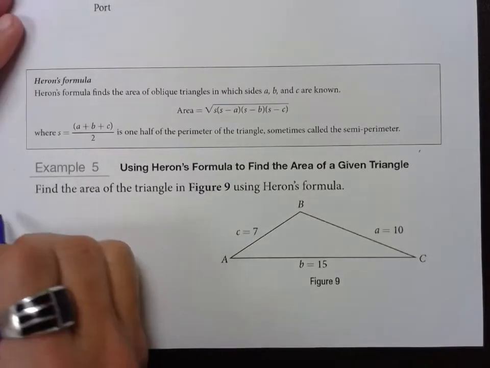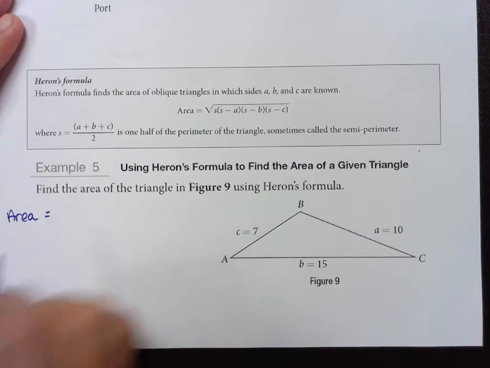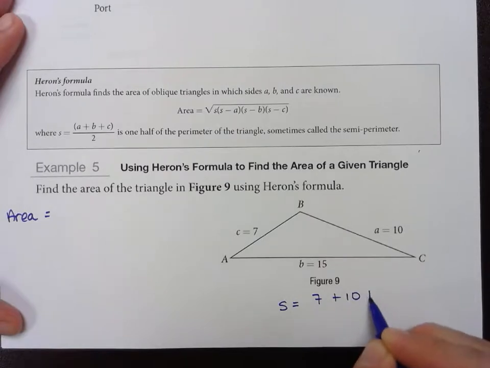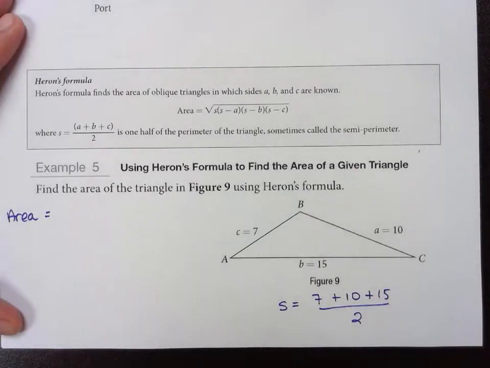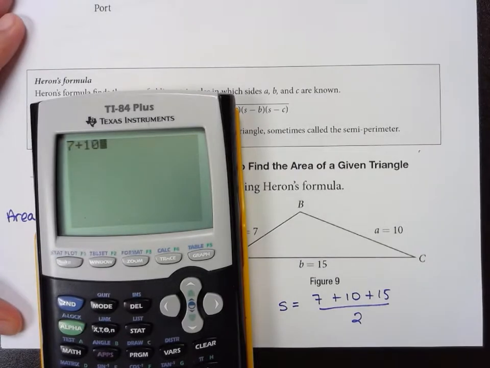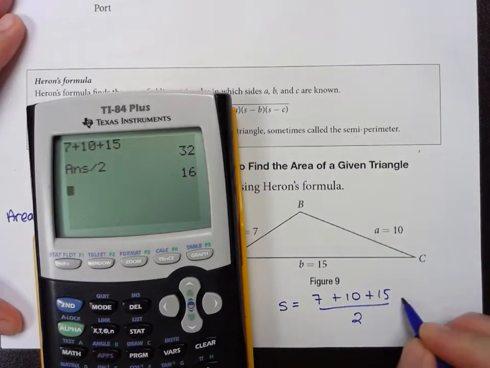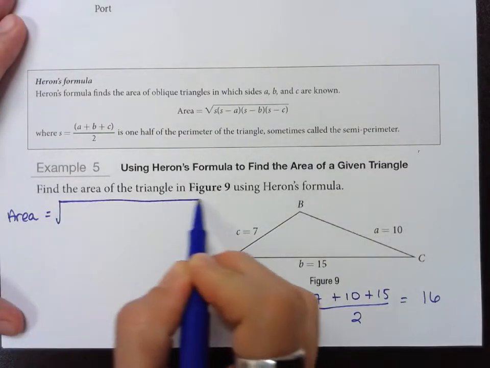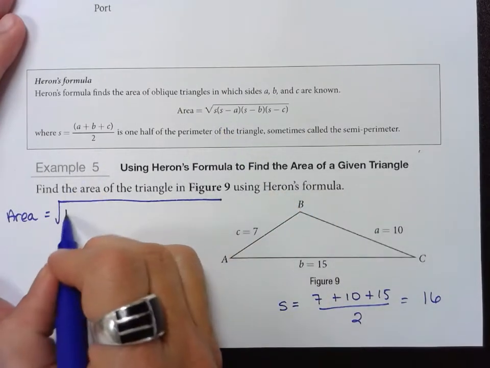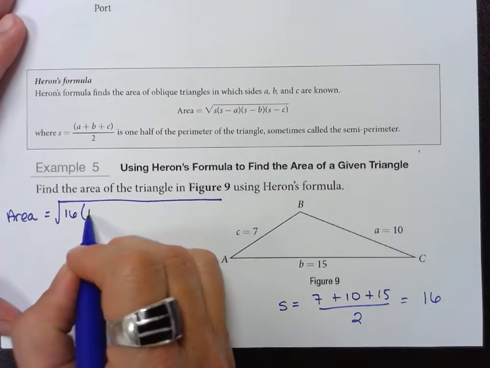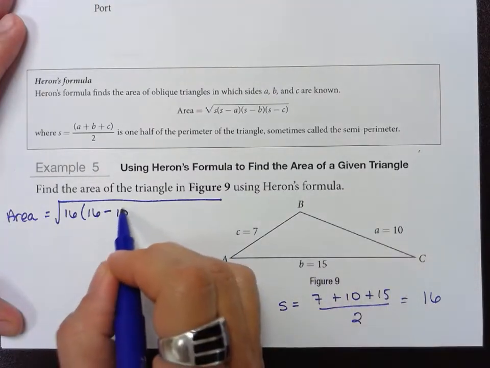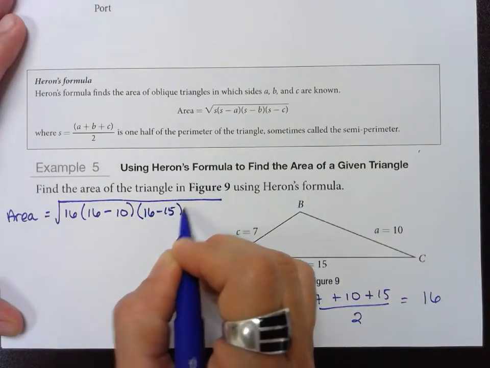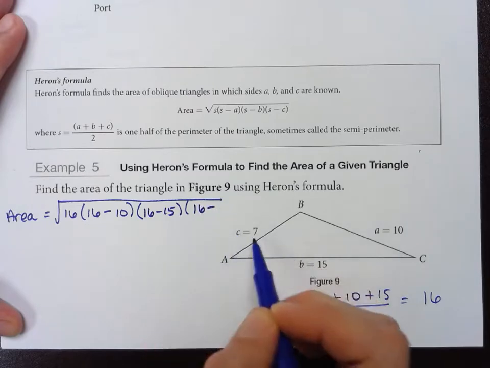Well, the area is equal to, well, first of all, we need to know what S is. It's going to be 7 plus 10 plus 15 divided by 2. So S is going to be 16 in this case. So it's the square root of 16, 16 minus A. A is 10. 16 minus B. B is 15. And 16 minus C. And C is 7.